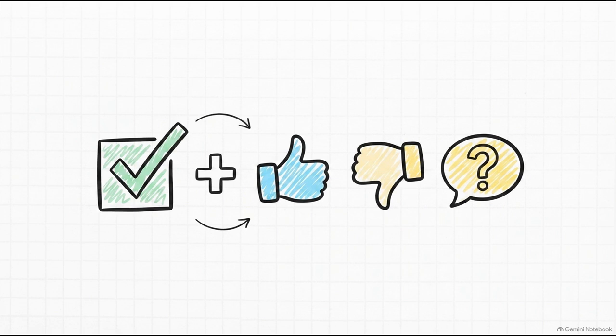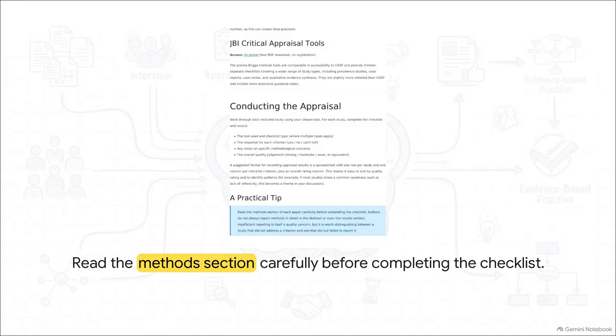Yes, the criterion is met. No, it's not met, or can't tell if there just isn't enough info in the paper to make a fair judgment. Let me offer a crucial piece of insider advice for this stage. You have to read the methods section of each paper deeply. Actually, read it twice. Authors don't always report their methods in detail in the abstract or the results, so you really have to go digging. You've got to learn to distinguish between a study that genuinely failed to address a methodological criterion and a study that actually did the work but just did a terrible job reporting it in the text. Remember, the MMAT evaluates methodological quality, not just reporting quality. That requires some careful interpretation on your part.